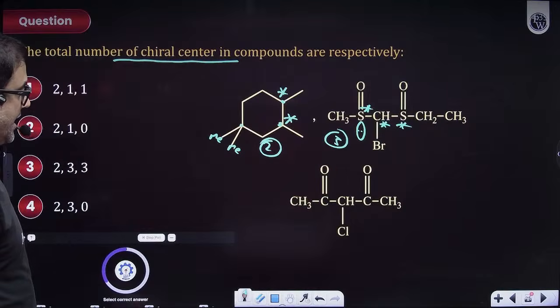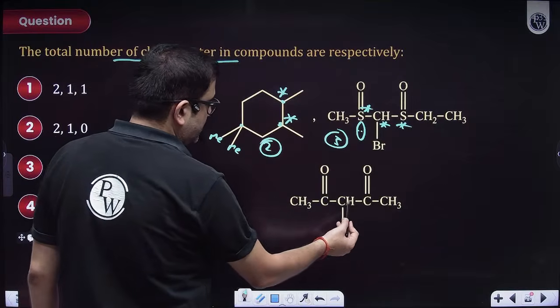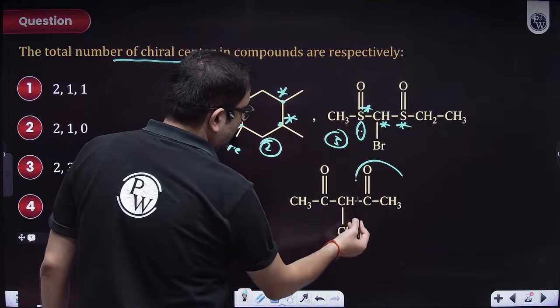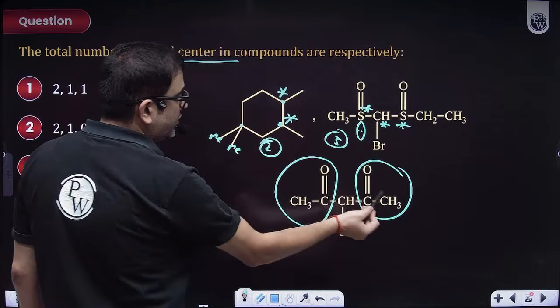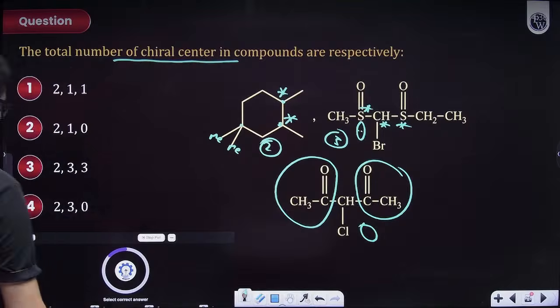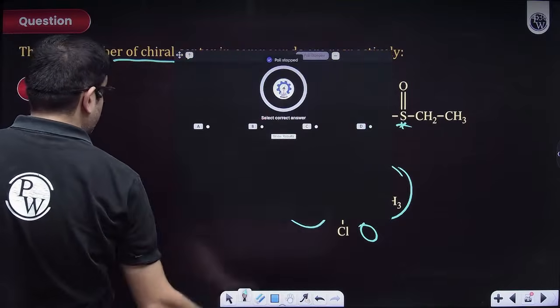Now, the last one, sp2, sp3, but the hydrogen is the same. So this has HCl. These groups are the same, sir. The complete groups are the same. Hence, this has two identical groups. So no, 0. So 2, 3, 0.